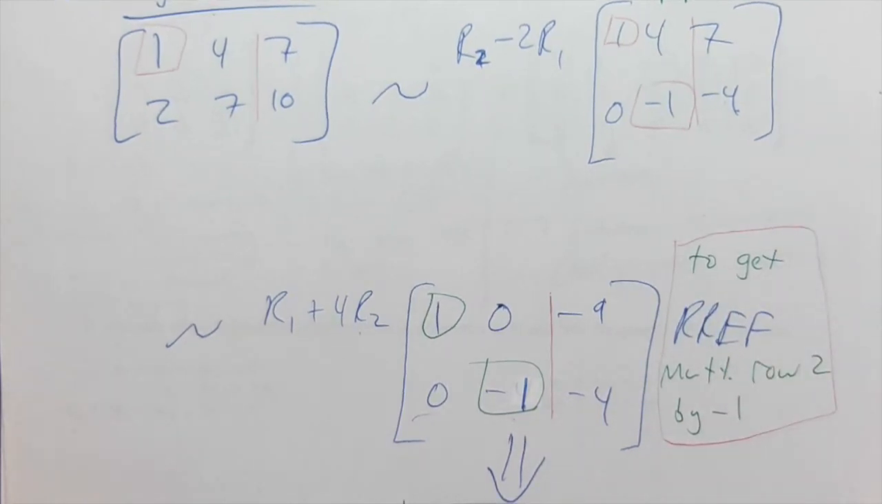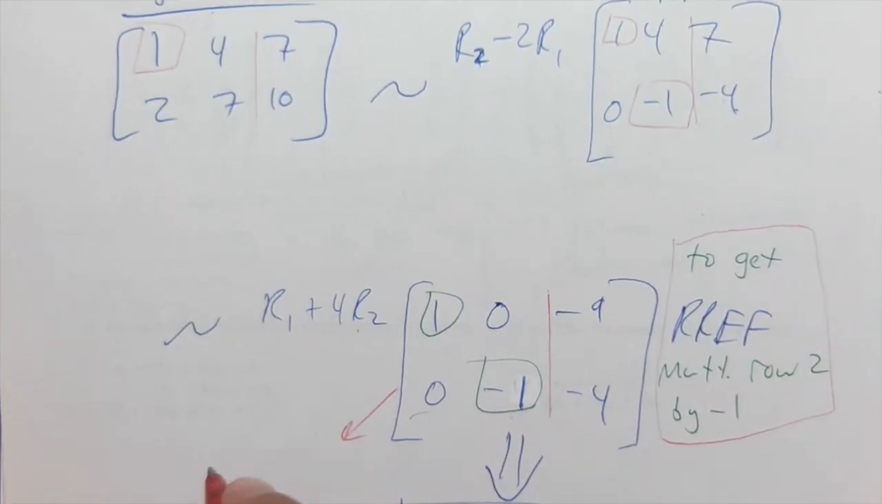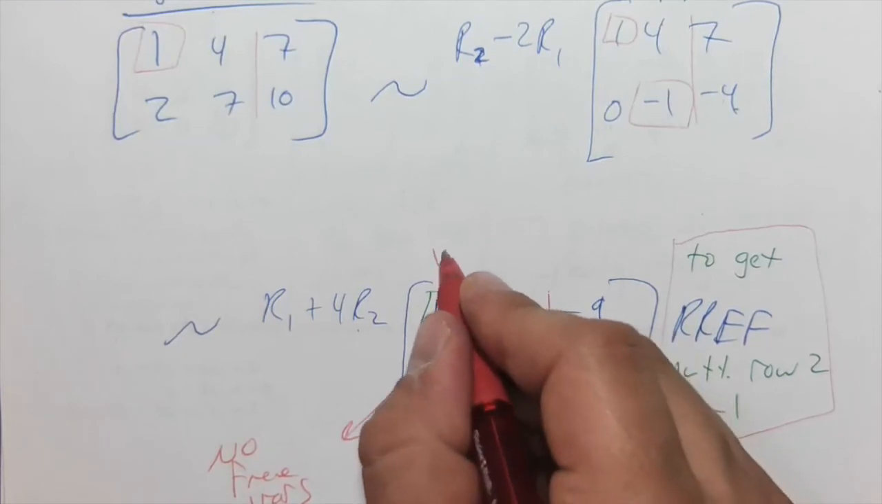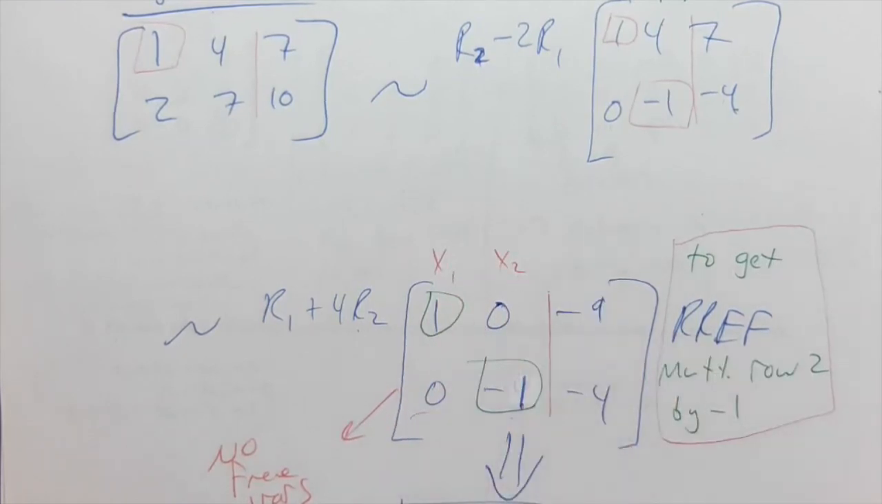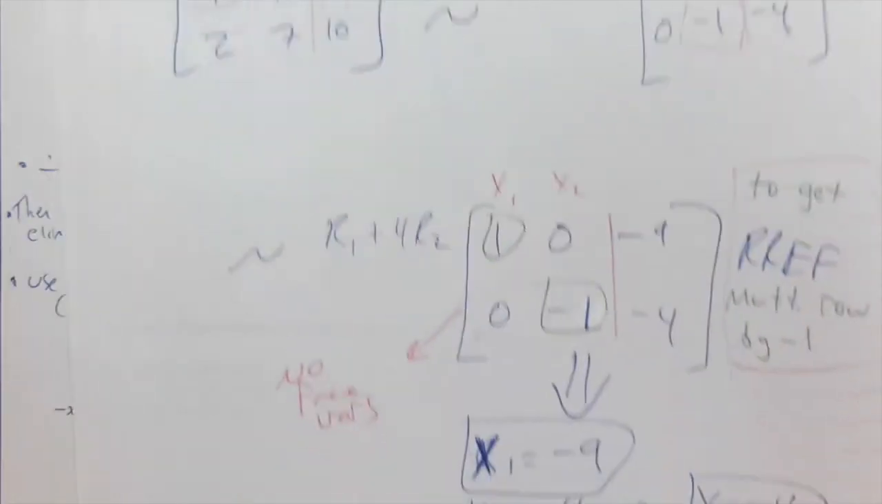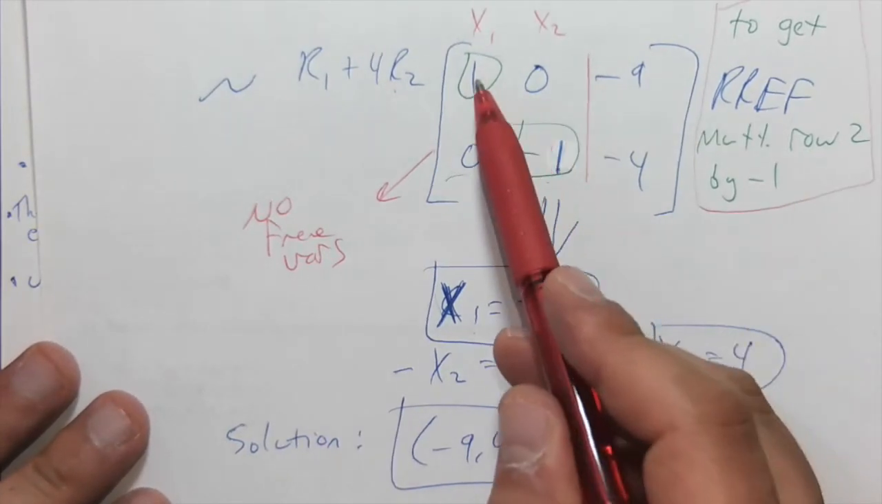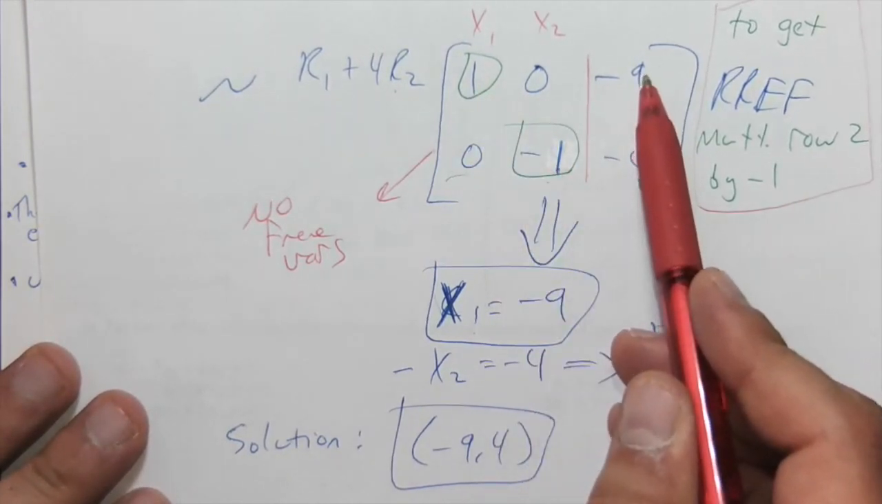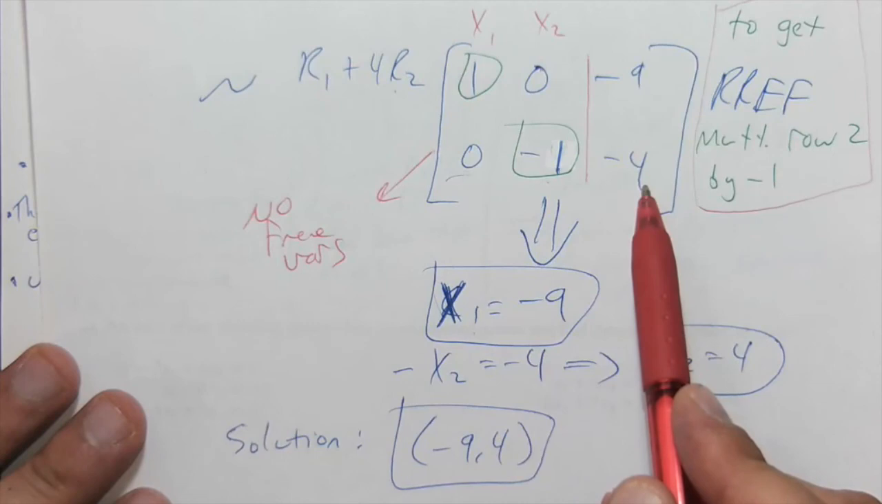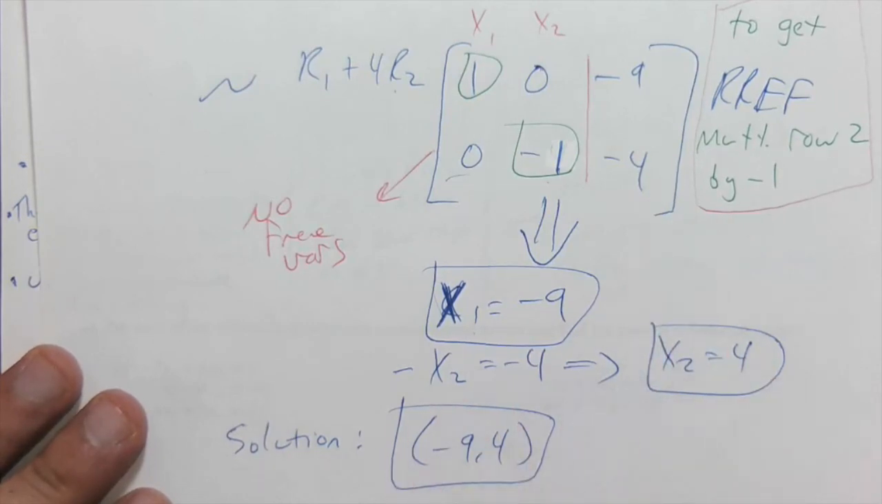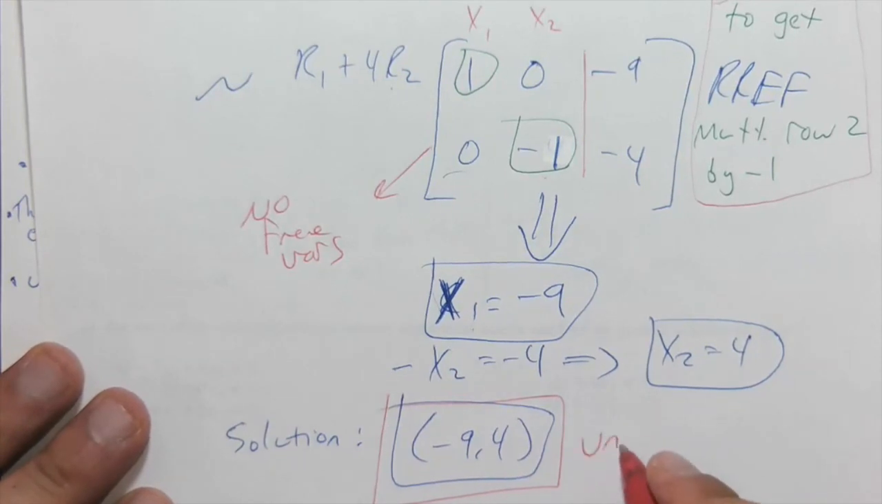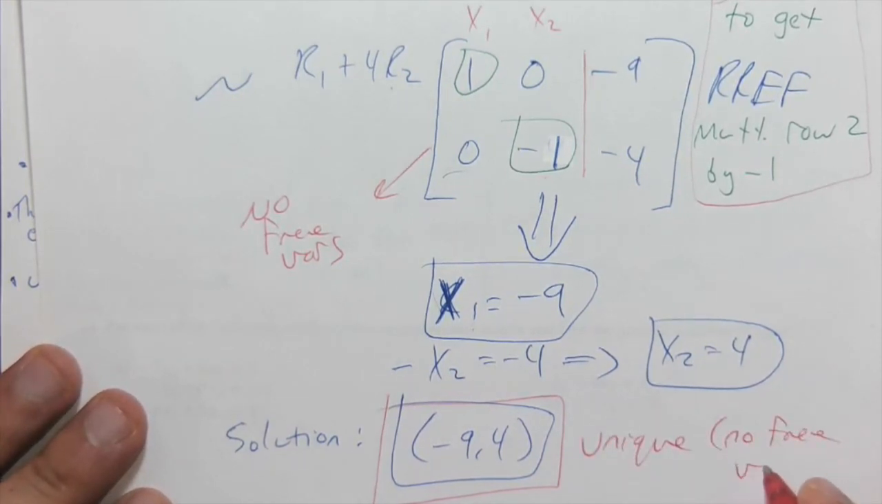But the point is we have no free variables, right? I think I'd like to just make that clear. We have no free variables in this, and so x1 and x2 are both basic. And so when we write down the answer, it just says x1 equals -9, x2 equals -4, and so we get a unique solution, right? We get a solution of -9, 4, because there's no free variables.